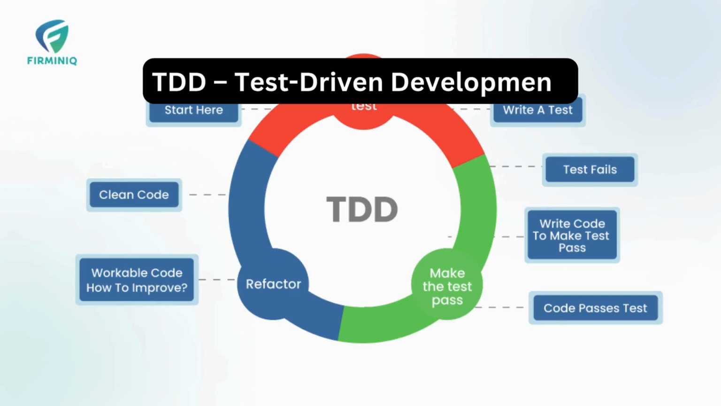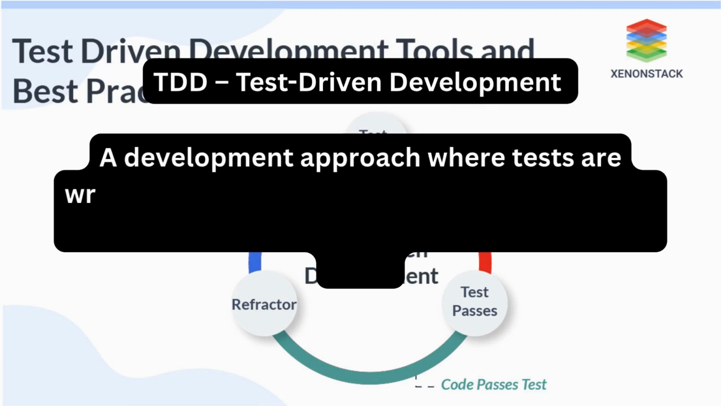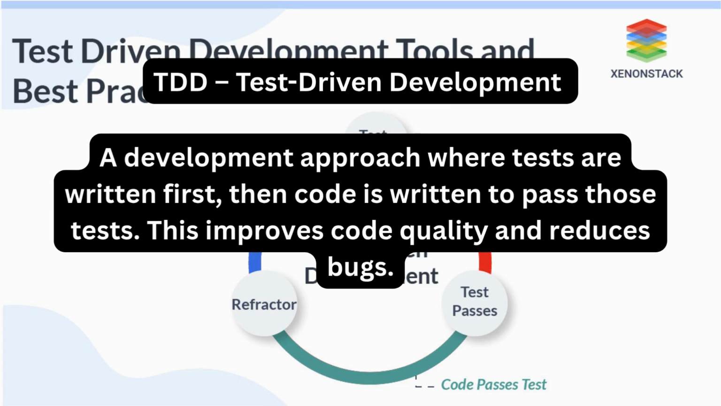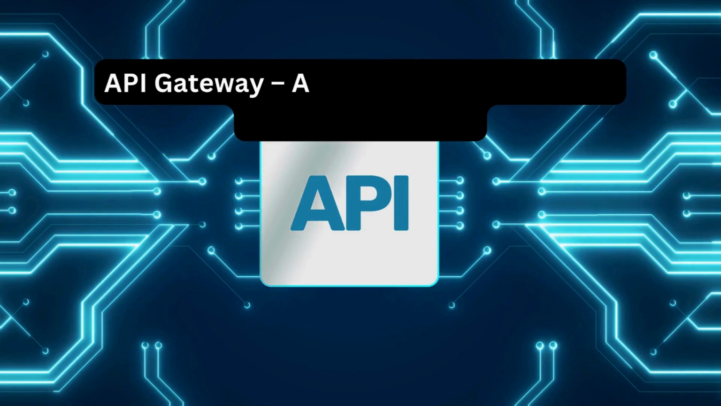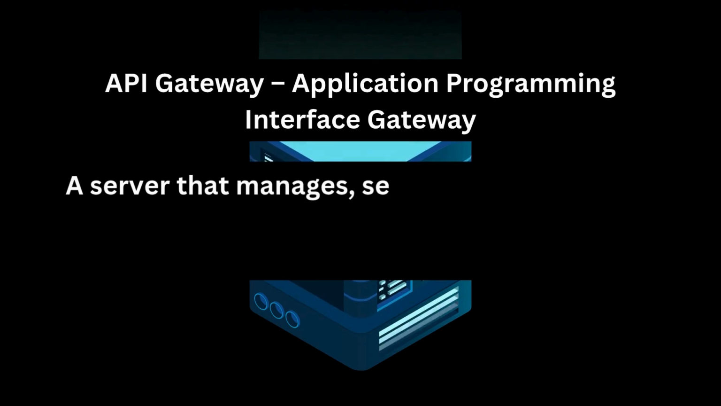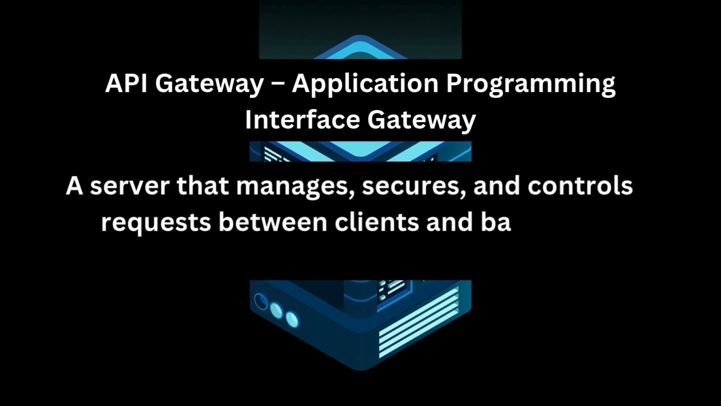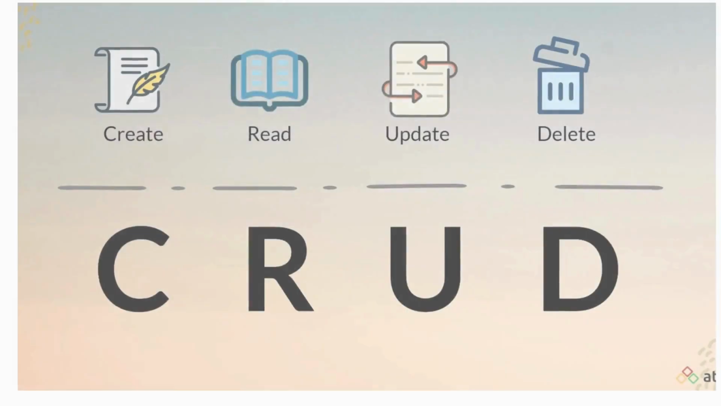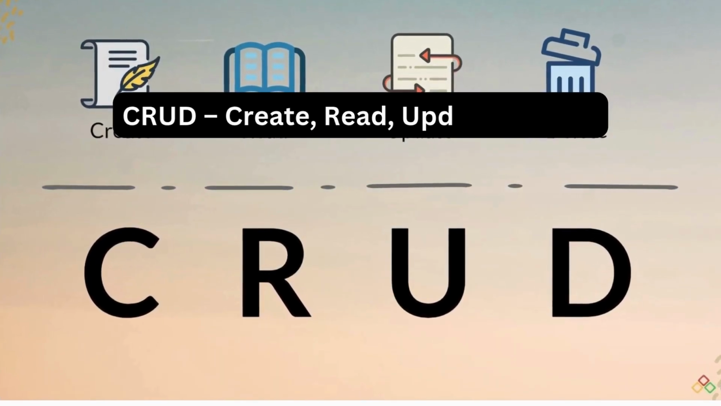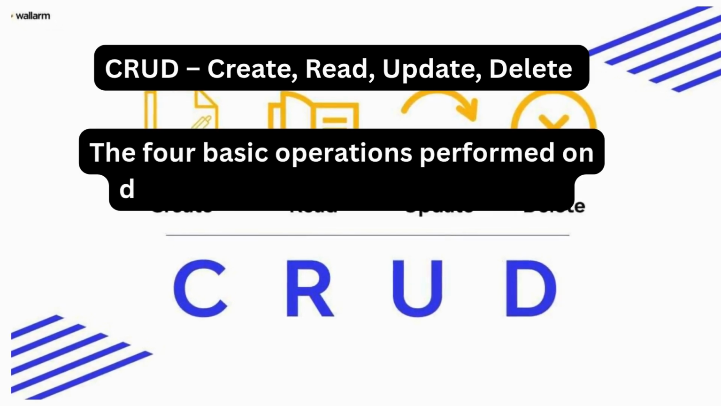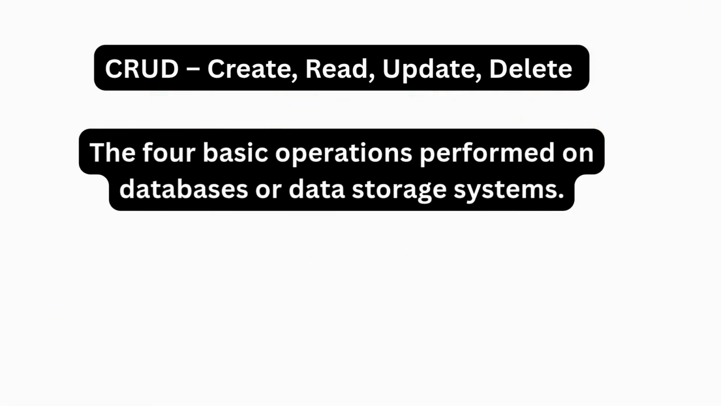TDD, Test-Driven Development. A development approach where tests are written first, then code is written to pass those tests. This improves code quality and reduces bugs. API Gateway, Application Programming Interface Gateway. A server that manages, secures, and controls requests between clients and back-end services in an API system. CRUD, Create, Read, Update, Delete. The four basic operations performed on databases or data storage systems.